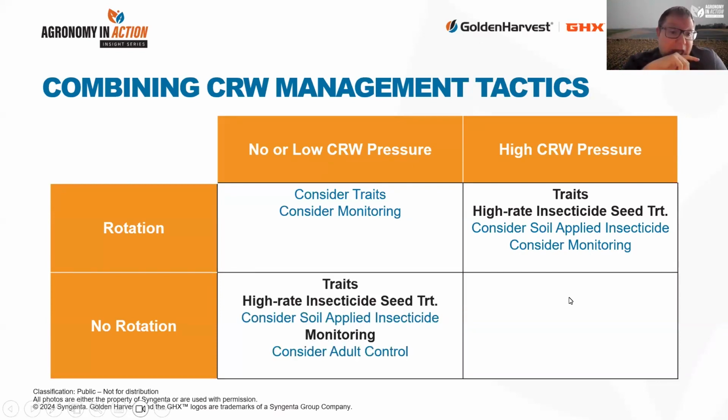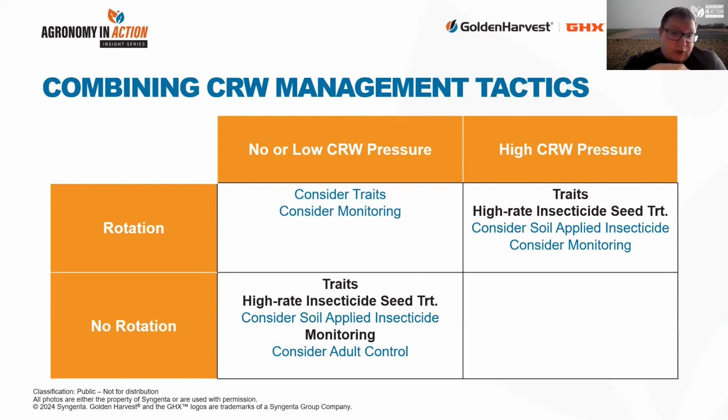If we are not in a crop rotation, so we're thinking now of that continuous corn world, if we have no or low corn rootworm pressure, we're probably doing traits. We may want to consider doing a high rate insecticide seed treatment. And in my experience, the farmers I've seen manage that continuous corn world the best, even if in any given year the pressure is not through the roof, are doing something to monitor it. And they're keeping an eye on how those populations are changing year over year.